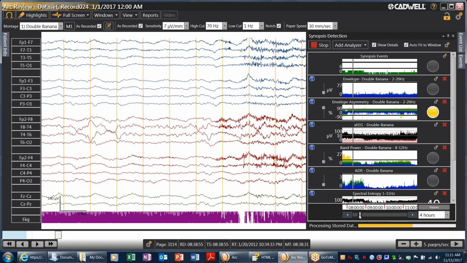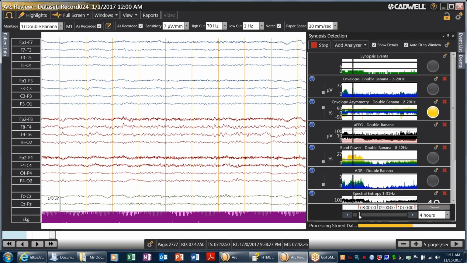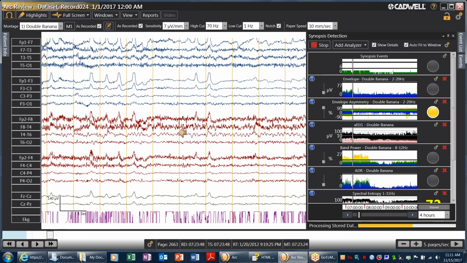So this patient, as we noted here, is awake and has a really great background. There's definitely an asymmetry here. This is left over right, which is okay, but sometimes it's helpful to put the two parasagittal chains next to each other and the two temporal chains together, as opposed to putting the whole hemisphere on the left over the whole hemisphere on the right, because it helps do a direct comparison for slowing.